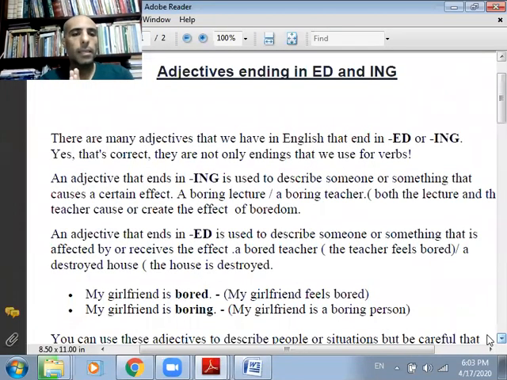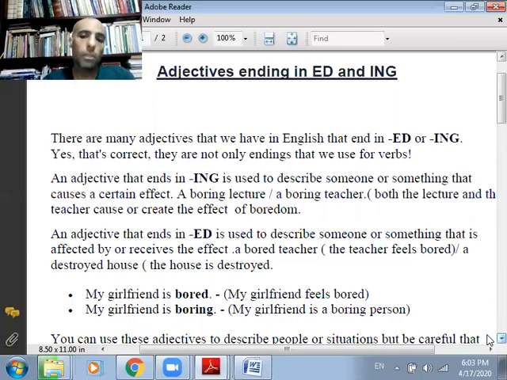Okay. So now again, adjectives ending in ed and adjectives ending in ing are the theme of our lecture today. In fact, we use both adjectives to describe someone or something. This is actually the major function of adjectives. So adjectives are usually used to describe or to modify a noun. When we talk grammatically about the function of adjectives, they are words that are used to modify nouns.